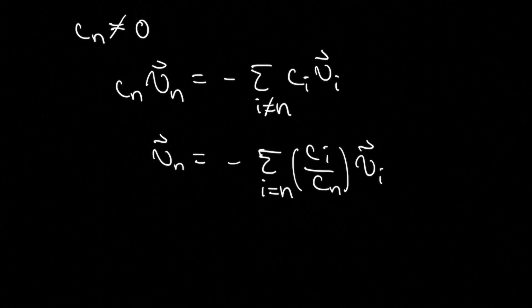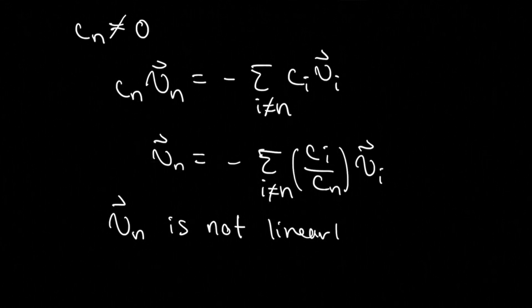Well, what we have here is a linear combination of the vectors other than vn, where the coefficients in this case are minus ci over cn. And we're saying that this vector vn can be written as that linear combination. Well, that means that vn is not linearly independent, which is a contradiction.